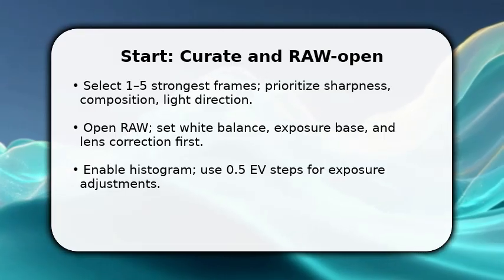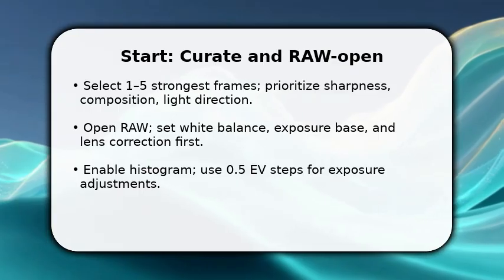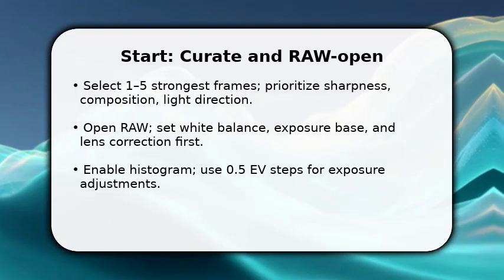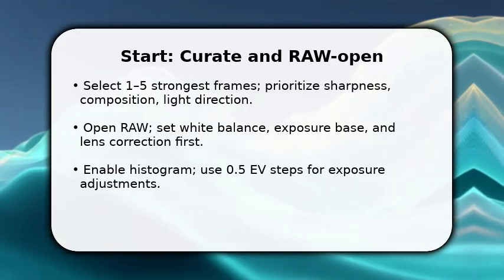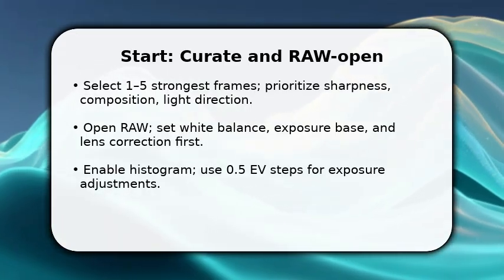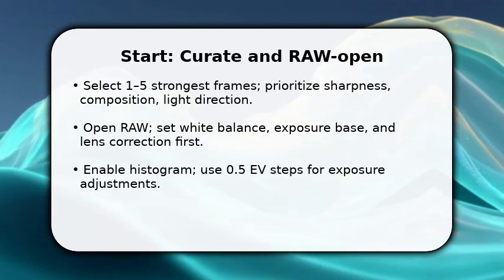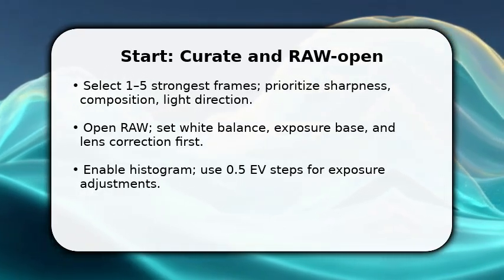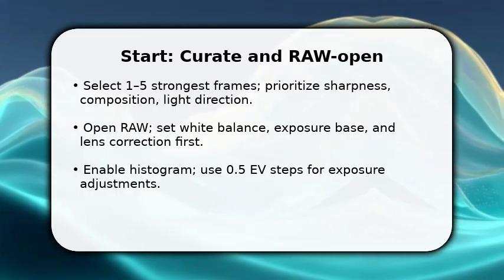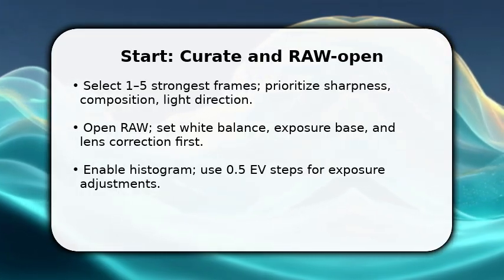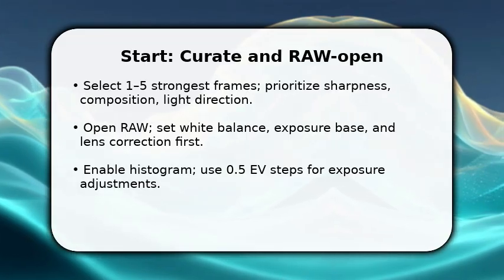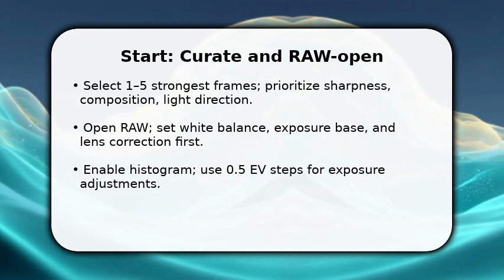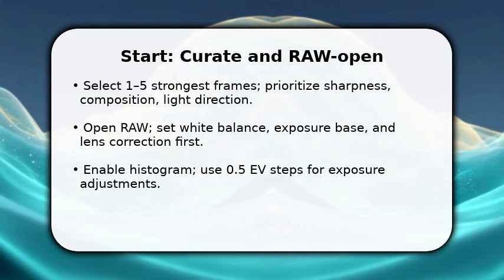You begin by choosing the best frames quickly. Pick 1 to 3 that have the strongest composition and light. Next, open the RAW file and set a neutral white balance so colors stay flexible. Correct lens distortion and enable lens profiles to remove vignetting. This simplifies later edits. Adjust exposure in small 0.5 EV increments while watching the histogram to protect highlights and shadows. Once done, you have a clean baseline image, ready for targeted local work and color control.